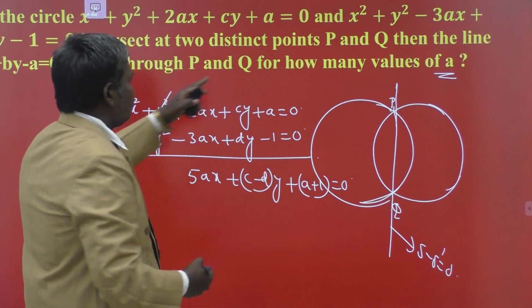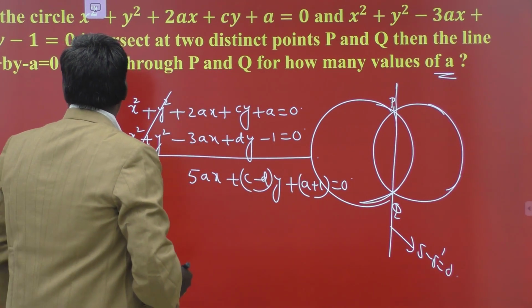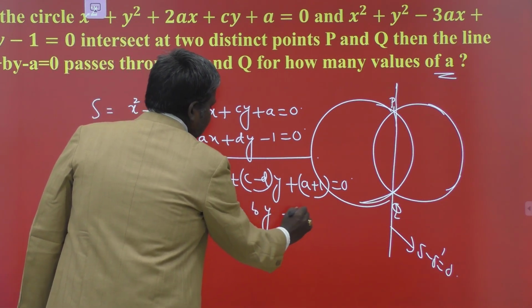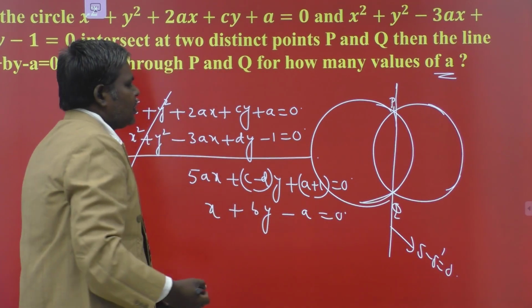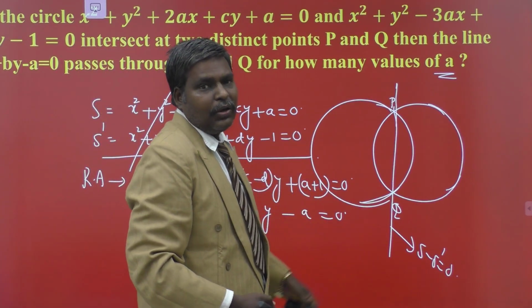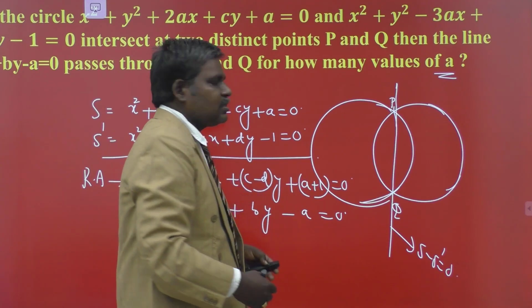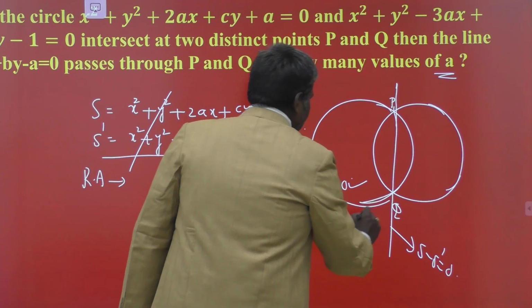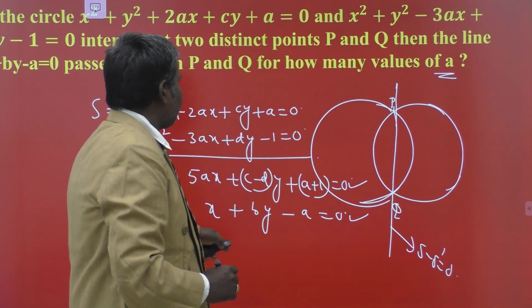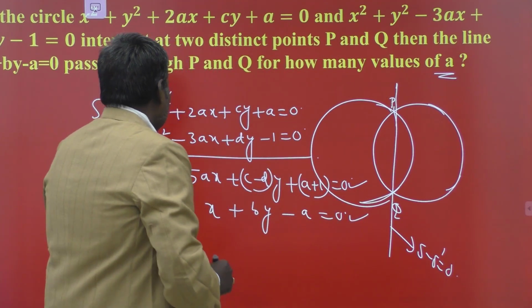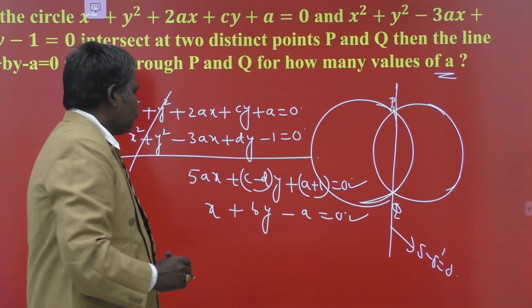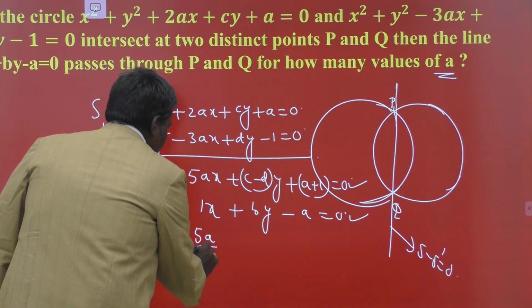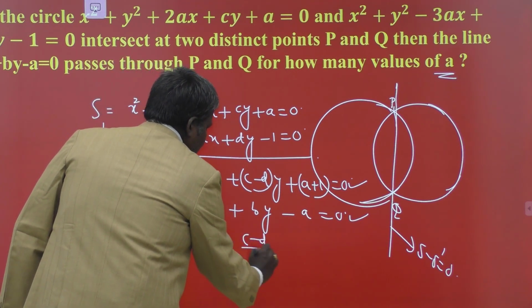But the line joining PQ is given to you as x plus by minus a equal to 0. You have to check for how many values of a this is valid. So this is our obtained radical axis, and this is the indirectly given radical axis. Both represent the same line, so their corresponding coefficients are proportional. So we equate their proportionality: 5a by 1 is equal to (c minus d) by b.